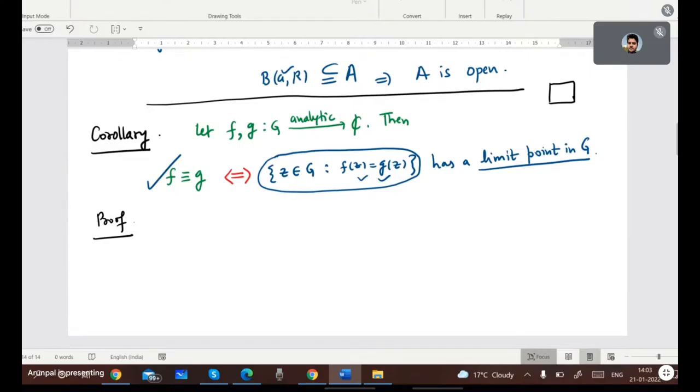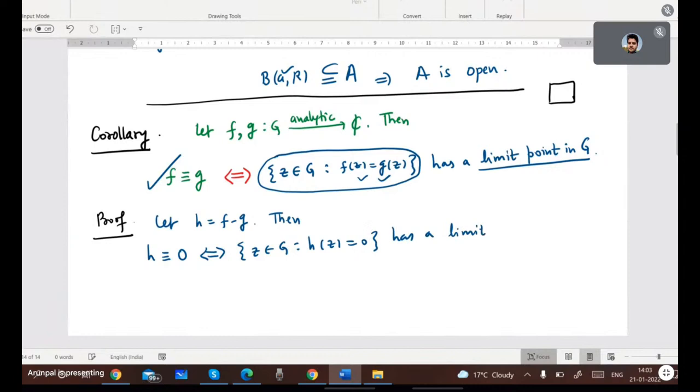We will define some h. Oh, very good. So let us define some h is equal to f minus g. Is this okay? Now class, h will be identically equal to 0 if and only if the set of z in G such that h(z) is equal to 0 has a limit point in G. Class, where from have we got this?